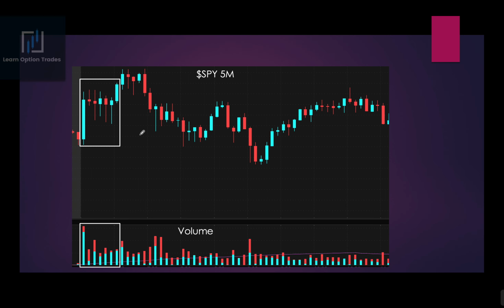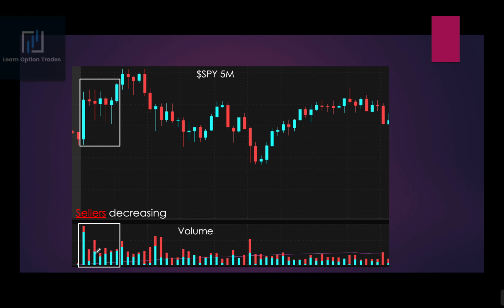SPY, 5 minutes on a SPY. First 5 minutes to open. So the first 5 minutes to open, you can see that we get a fat amount of buyers. You can see on this volume bar, barely any sellers. Cool. But then what happens on the next volume?